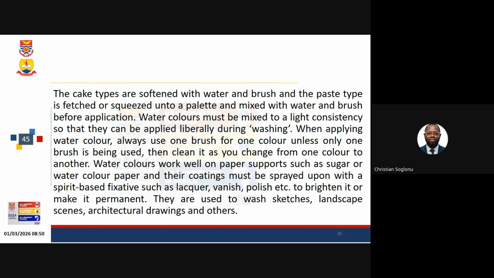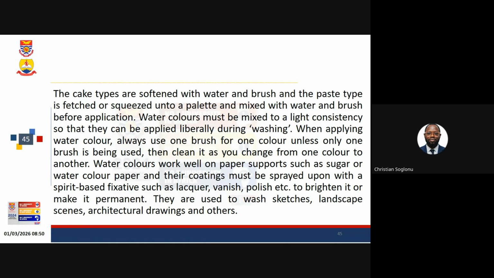Watercolors work well on paper supports such as sugar or watercolor paper. So sugar is a type of paper. So we have the manila paper, as we learned in the other printing technology. We have sugar paper, or we have watercolor paper.